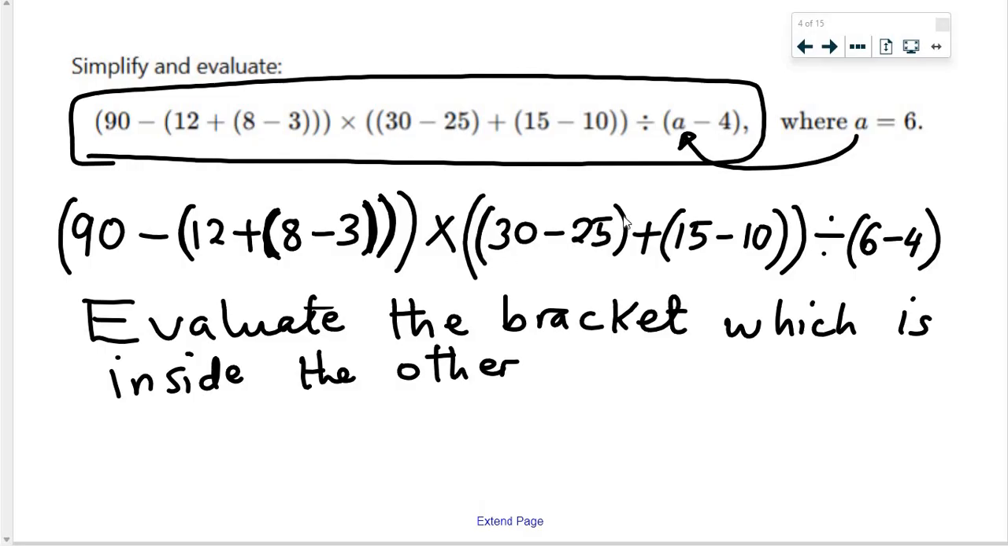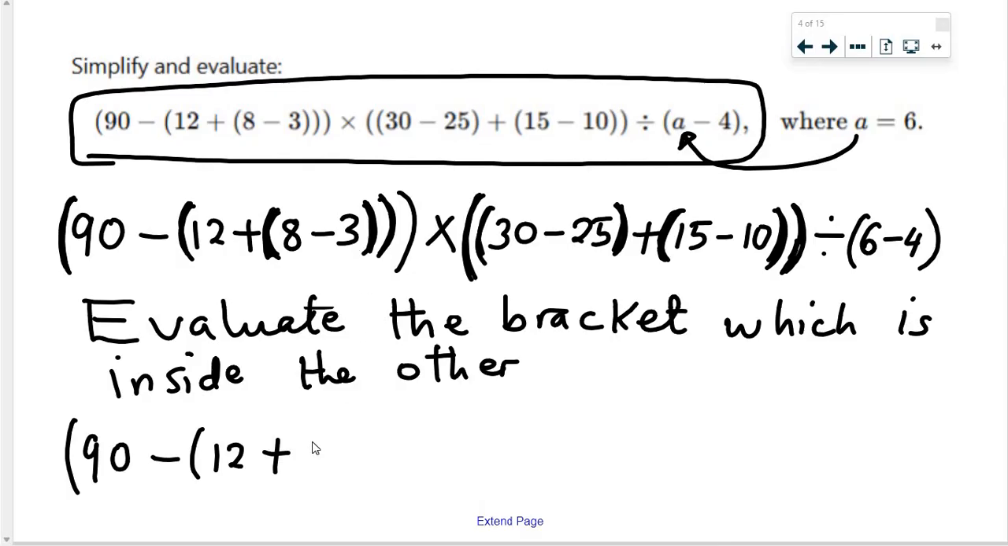Likewise, this bracket here and this bracket here, both of these brackets are inside this bracket here. So what we start doing, you evaluate the bracket which is inside the other, while the other remaining brackets should wait. Okay? So you're going to start with this bracket. You open it here. Then 90 minus, open this bracket, 12 plus. When you reach here, then you need to evaluate.